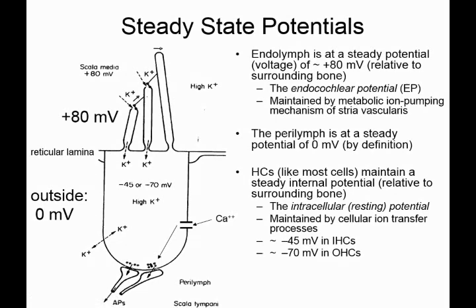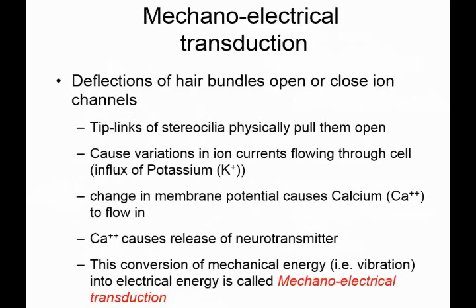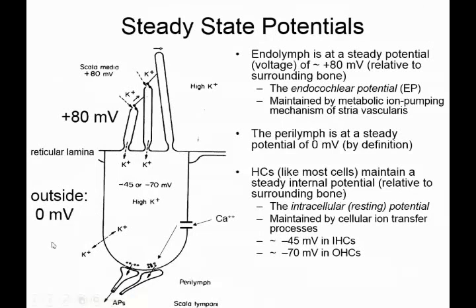We said that there is in the scala media the endolymph. We have a lot of potassium, and the potassium flows inside of the cell because the cell has a low potassium usually. Okay, that's the principle, the main chemical principle.